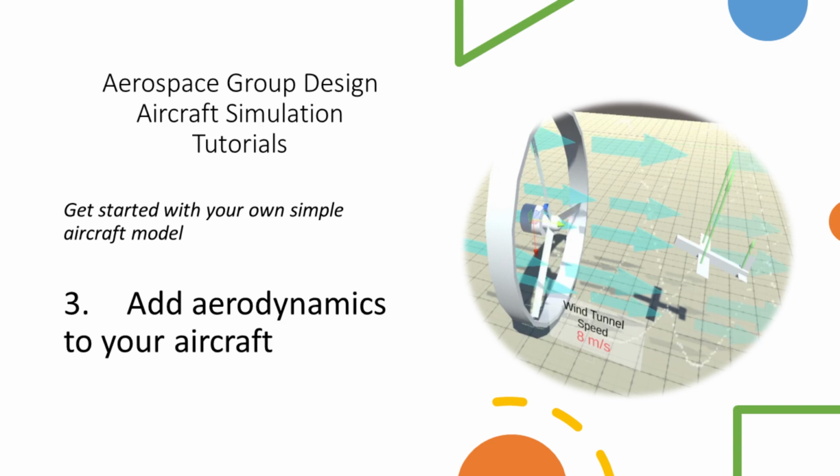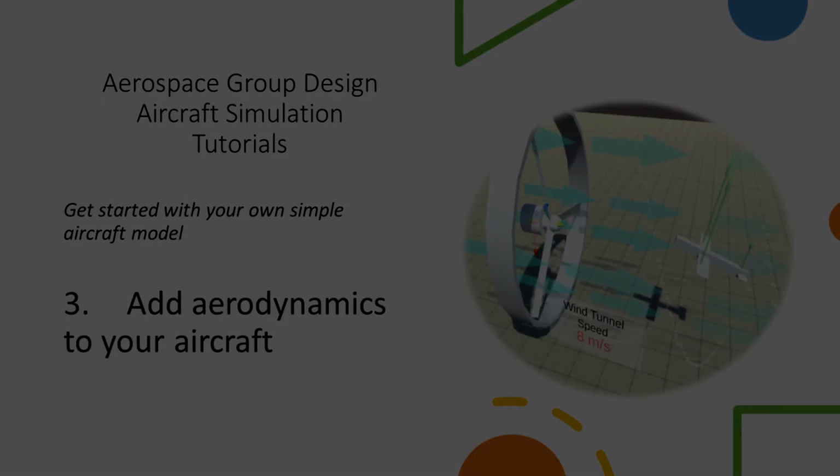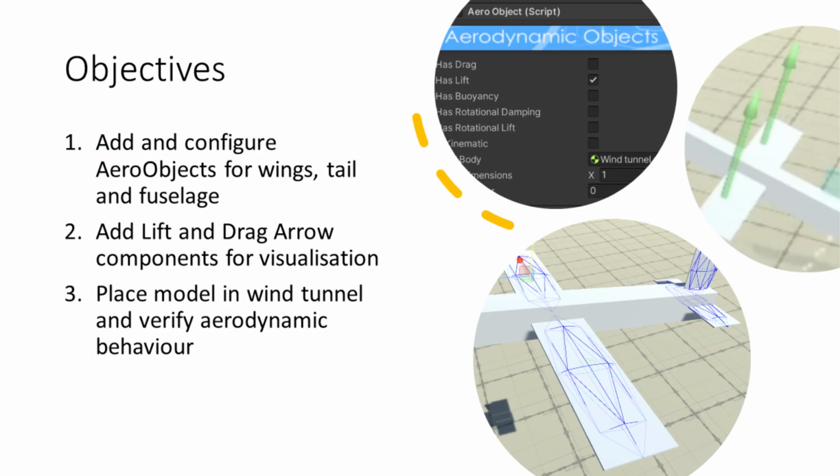Hi, welcome to Aircraft Simulation Tutorials, Tutorial 3, where we're going to add aerodynamics to an aircraft and verify the aerodynamic properties in a wind tunnel. So what we're going to do is take our blocky aircraft model and add and configure AeroObjects for the wings, tail and fuselage. And we're going to add some visualization components to that in terms of lift and drag arrows. And then we're going to put our model in a virtual wind tunnel and verify that the aerodynamic behaviour is what we would expect.